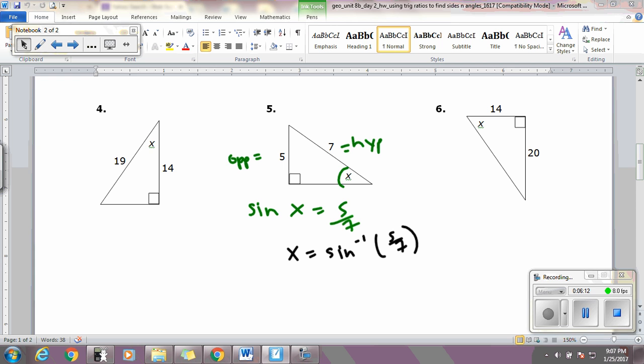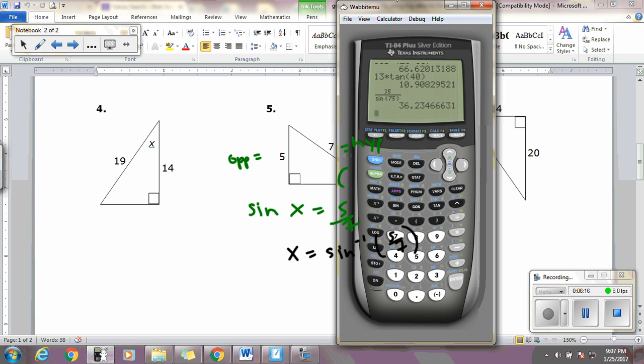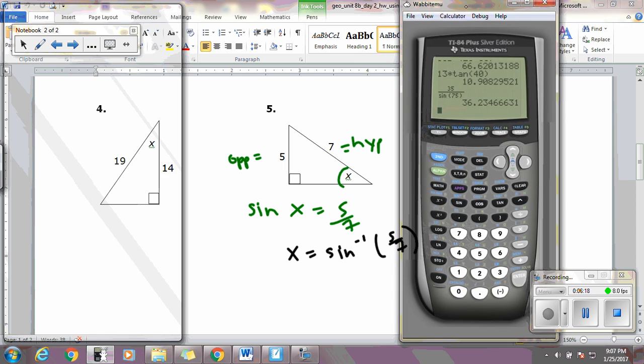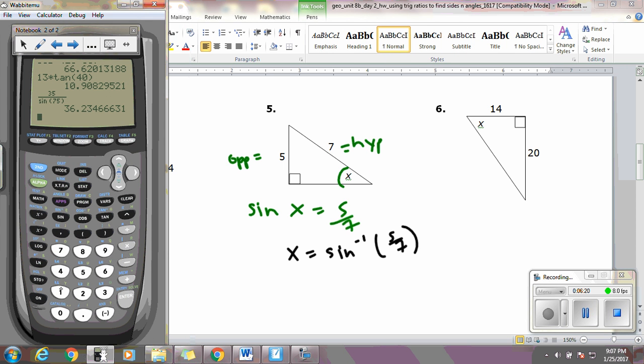Now we grab our calculator. You have to type second and then sine for the sine inverse. And then 5 divided by 7. And you would have about 45.6 degrees.